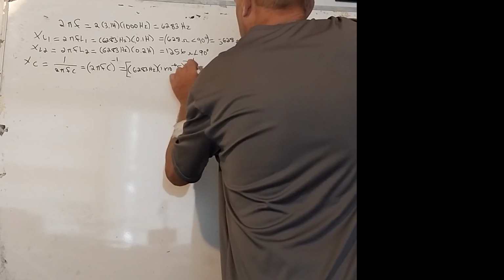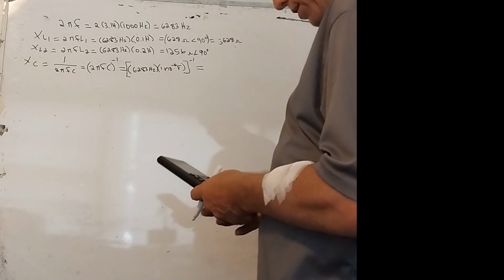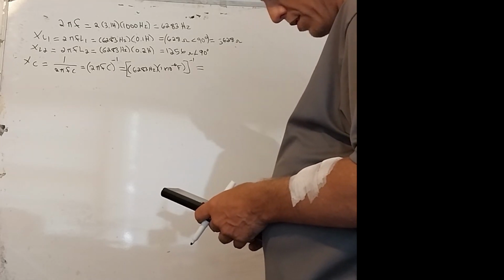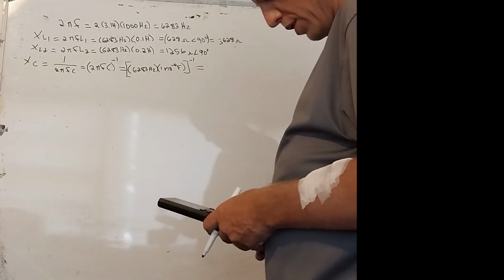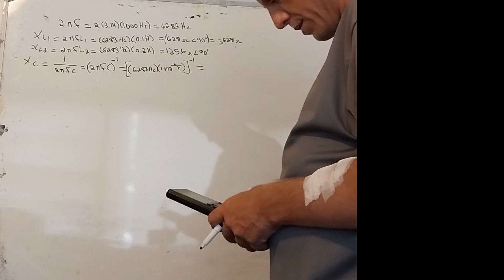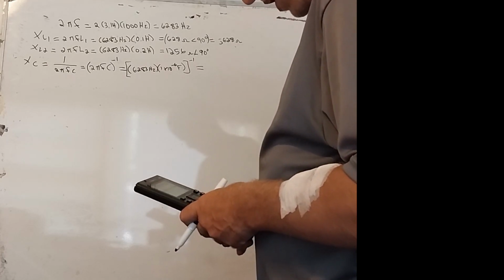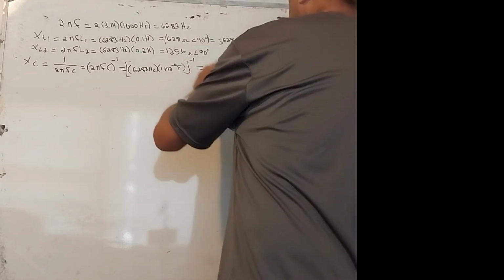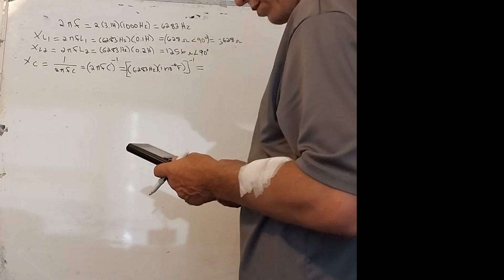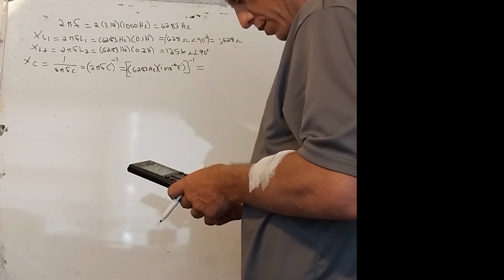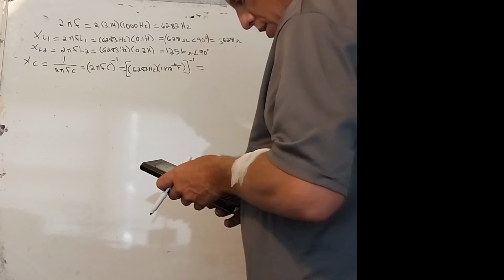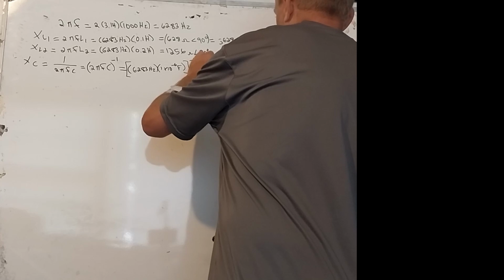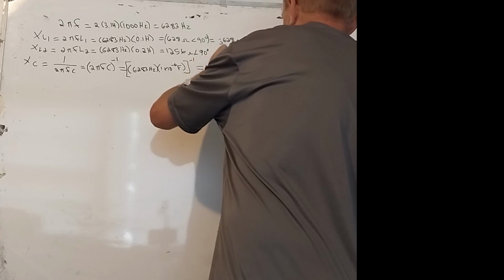But this value, I've got to calculate on my calculator. 6283 times 1 times 10 to the power negative 6, and we get 6.28. Oh, I forgot to take the inverse of it. 159.2. I'll just say 159 ohms at an angle of negative 90 degrees.